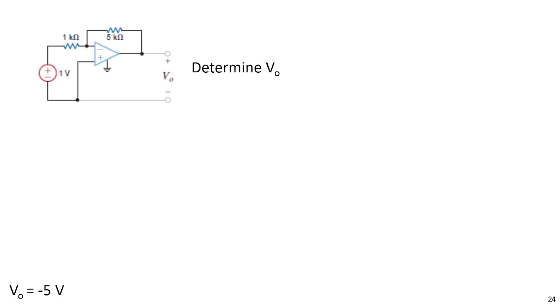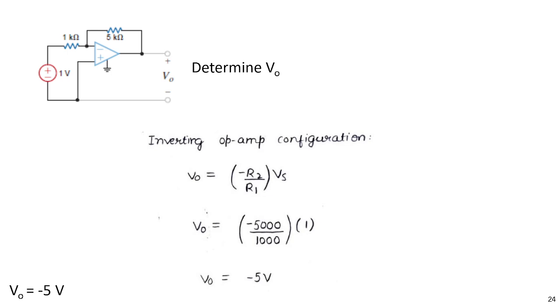What is this circuit? Inverting amplifier. The formula is just like this. If R2 is 5K, R1 is 10K, V in is 1 volt, so what is V out? Negative 5, right? For 1 volt, we get negative 5.